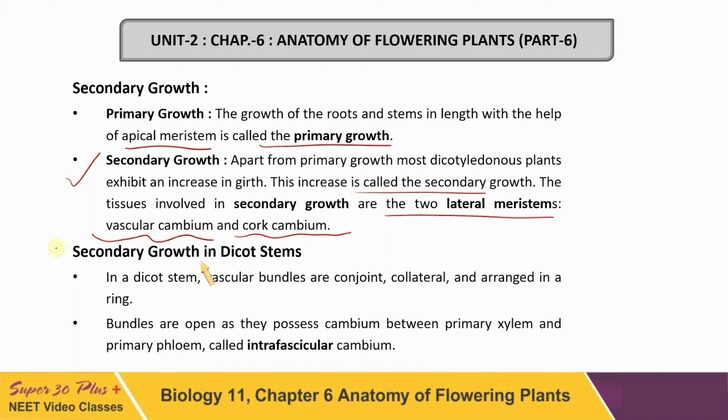Secondary growth we have to see first in dicot stem, then we will proceed to secondary growth in dicot root. As you are familiar, in dicot stem the vascular bundles are conjoint, arranged in a ring, and open, that is the cambium is found in between. That is, bundles are open as they have cambium, and this cambium found in between the primary phloem and primary xylem is known as intrafascicular cambium. So here this is intrafascicular cambium.